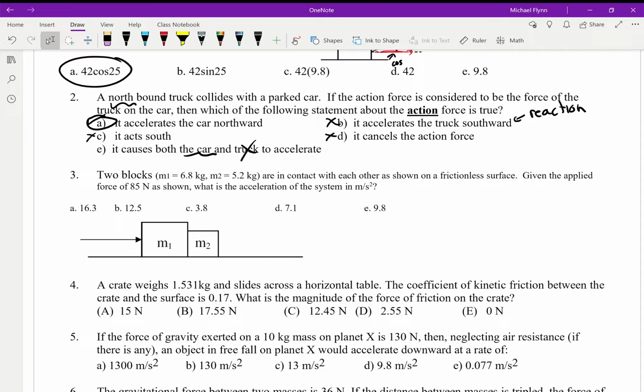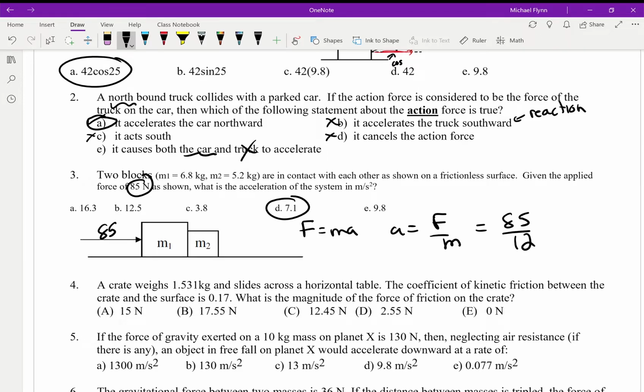All right, two blocks are in contact with each other as shown on the frictional surface. The applied force is 85 newtons. What is the acceleration? When we're finding the acceleration, we always combine these forces, and combine the masses. 6.8 plus 5.2 is 12 kilograms. So I'm just going to use F equals ma, and a equals F over m. So 85 divided by 12 is 7.08, so that's your answer right there.